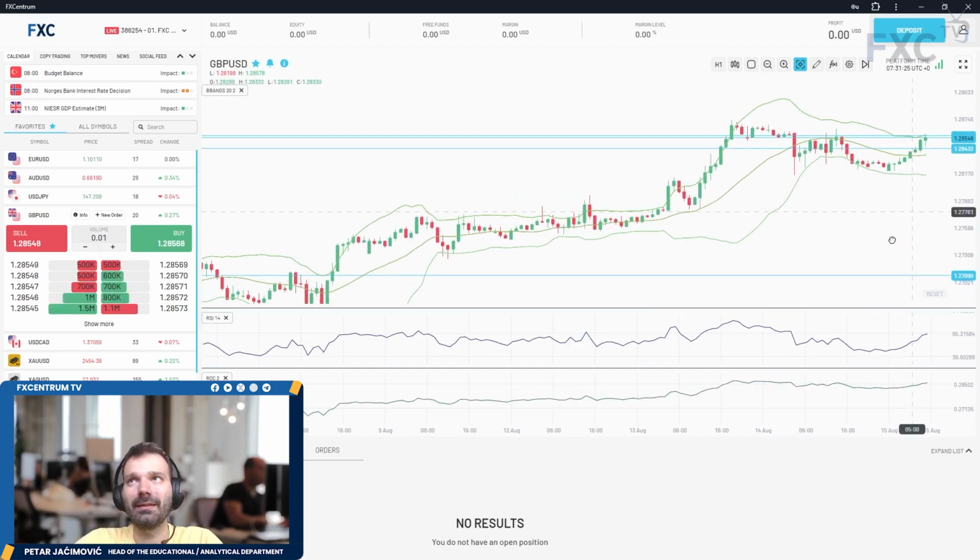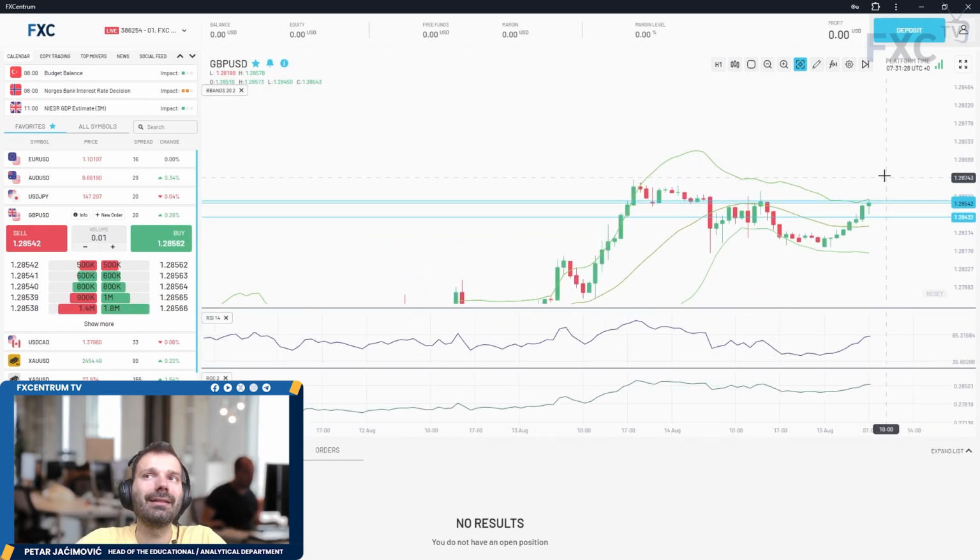Hourly time frame seems like the demand is in control. And that's good to see. We're trading around resistance levels.